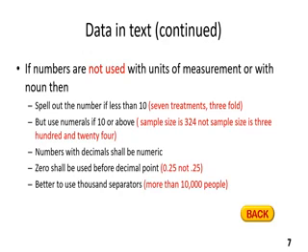So these are 10 or above. Sample size is 324. Since the number is more than 10, it is written as sample size is 324, not spelled out in words. Numbers with decimals shall be in numeric form. If you have some decimal figures, even one digit after the decimal point, they should never be expressed in words, but should be expressed in numeric form.